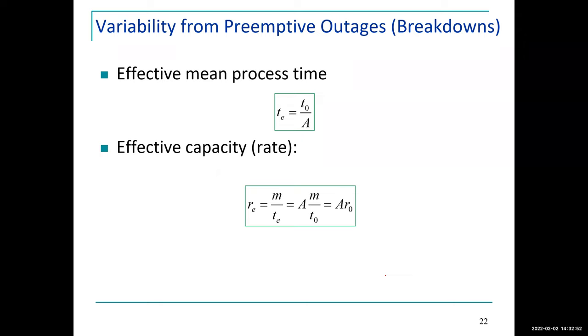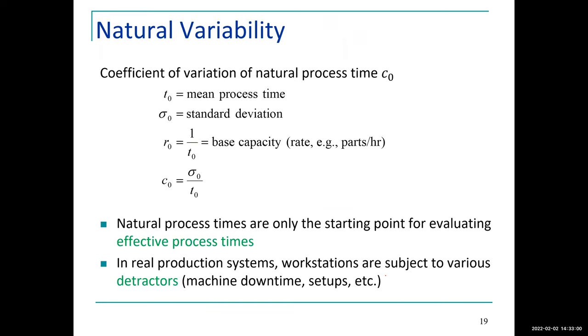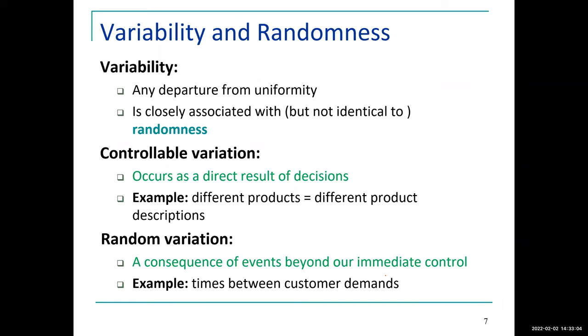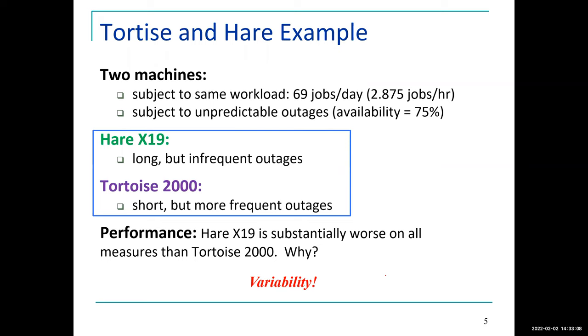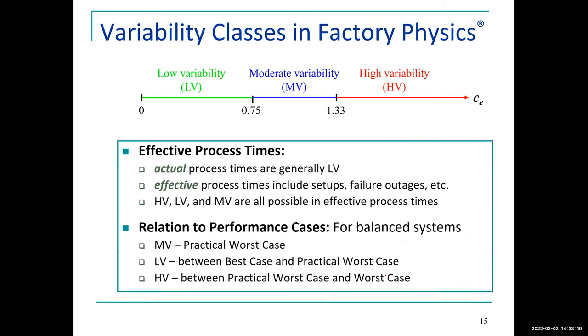according to the impact of the variability. So if you remember, we started with this example. We go back to it, in which we were trying to show we have these two machines here, X19, that has long but infrequent outages, and the Tortoise 2000 that has short but more frequent outages. And the conclusion showed that X19, even though it had fewer outages, these are longer outages but happening less frequently, that this X19 machine is worse on all measurements than the one having short but more frequent outages. You want to understand why, so we're going to use this information, try to quantify that performance and show what's going on.